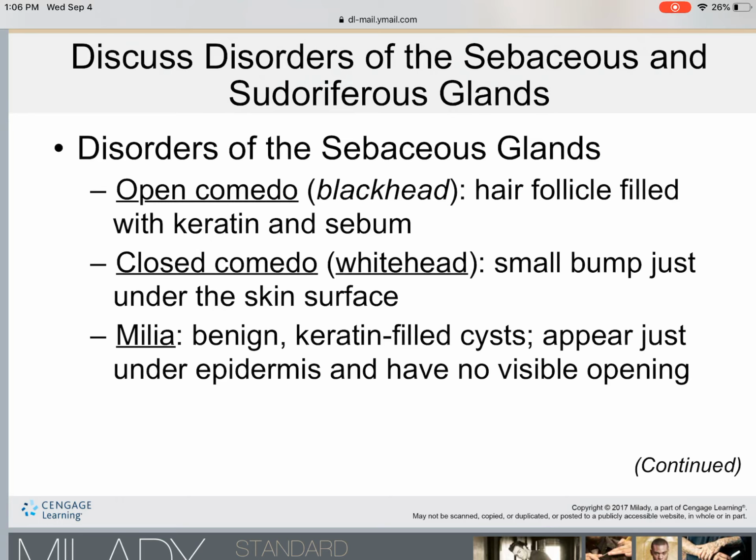Okay, disorders of the sebaceous glands. Open comedo, which is also called a blackhead, that we talked about earlier, a hair follicle filled with keratin and sebum. A closed comedo, which is a whitehead.